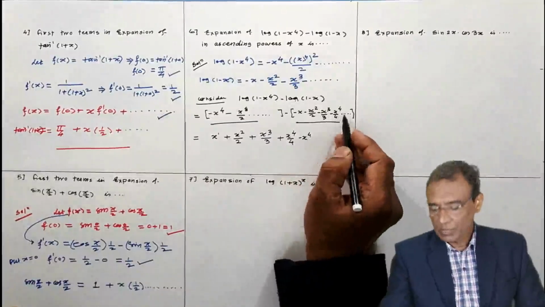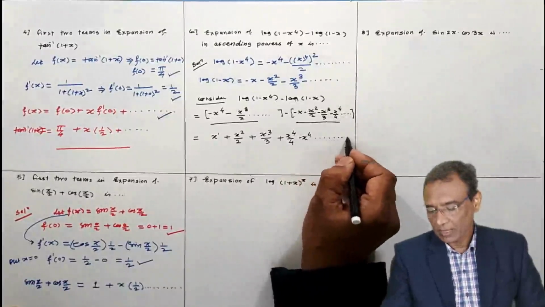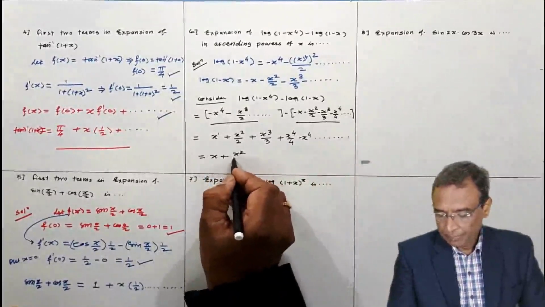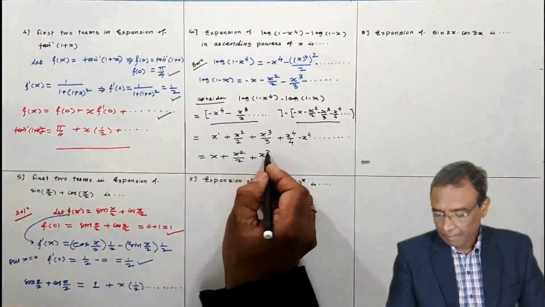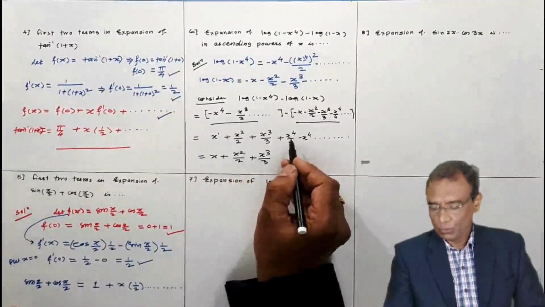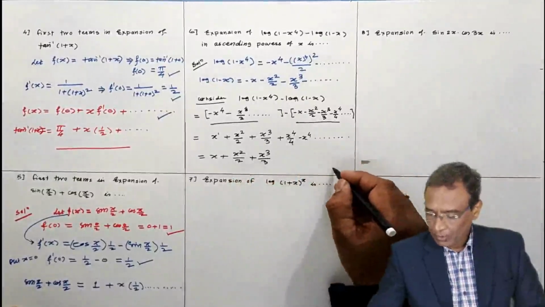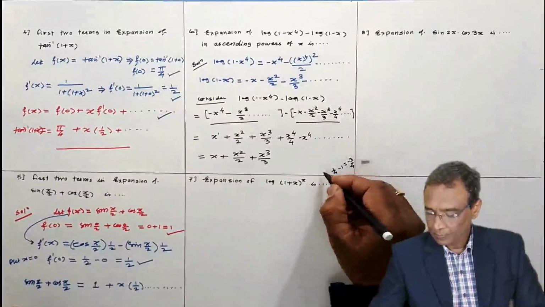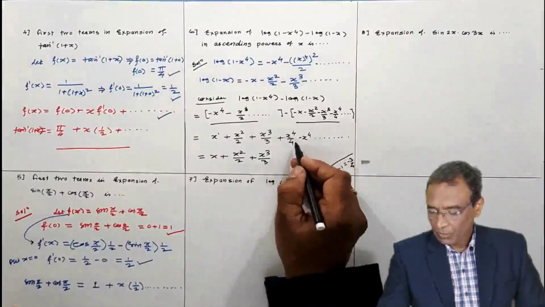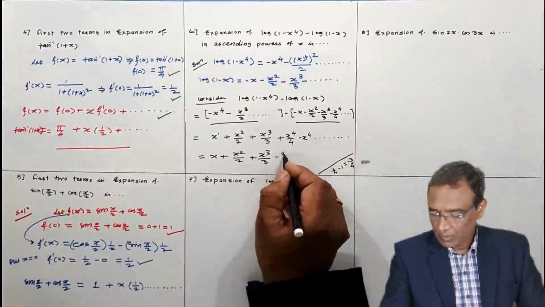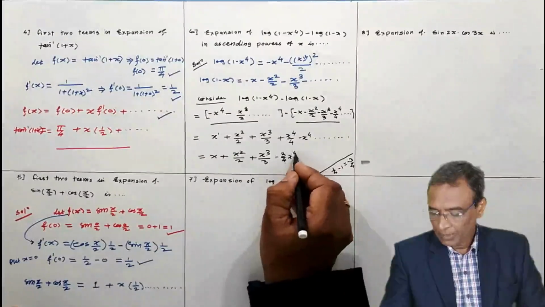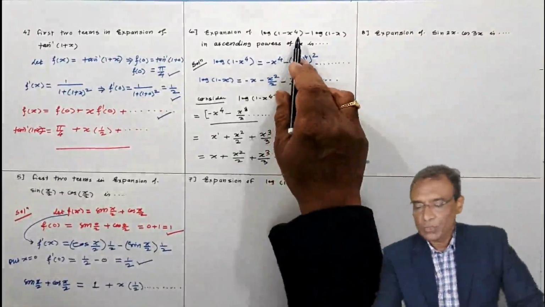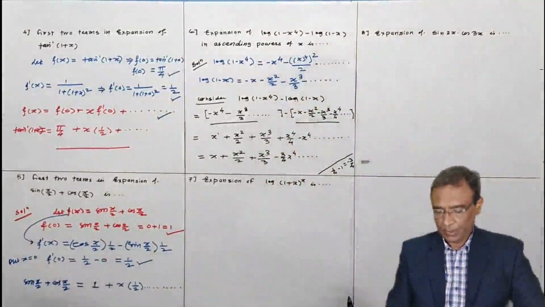Then x to the power 5 term is there, x to the power 6, x to the power 7, like that. Okay, now x plus x square by 2 plus x cube by 3, and you can add these two. 1 by 4 minus 1 is what? Minus 3 by 4. 1 by 4 minus 1 is what? Minus 3 by 4 x to the power 4. Okay, this is the expansion of log of 1 minus x to the power 4 minus log 1 minus x.